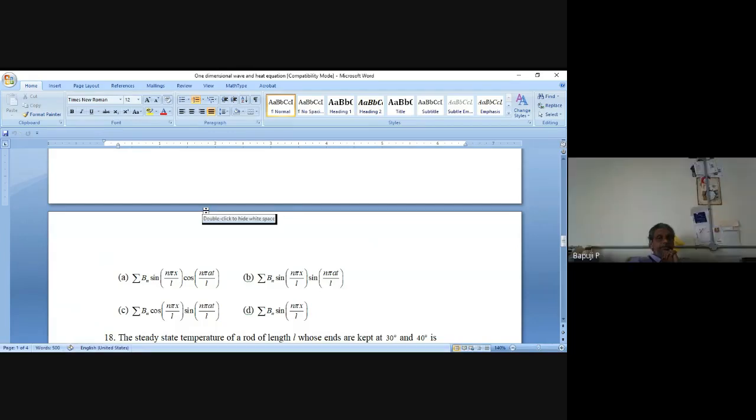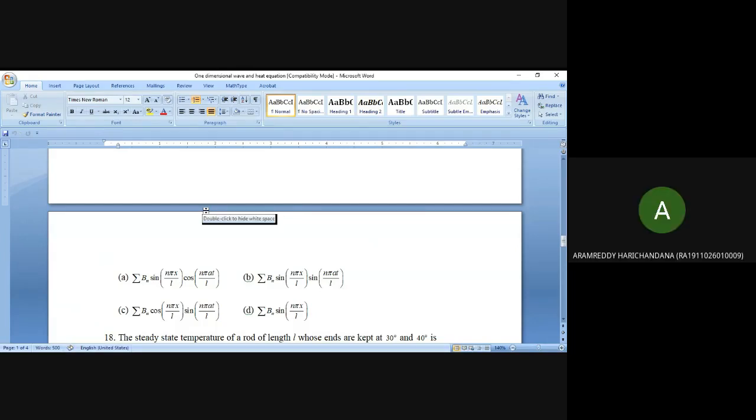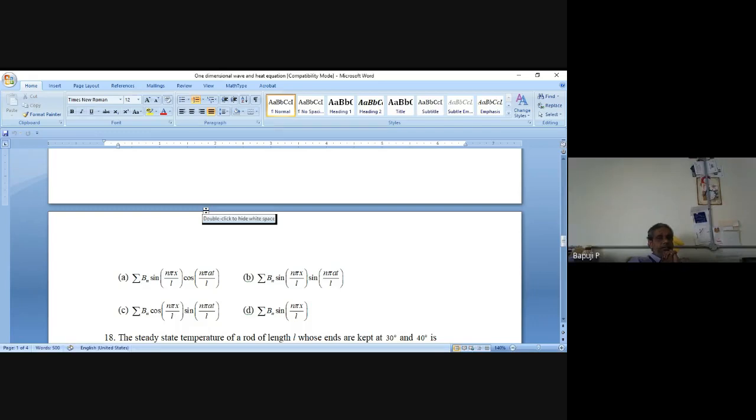Option A, sir. Sin n pi x by L, cos n pi a t by L, actually. That is the solution. After that we can do x of 0, which becomes a sine series. So if the initial velocity is there, then this part becomes B, and B becomes the answer. Correct or not? You can think about it simultaneously.